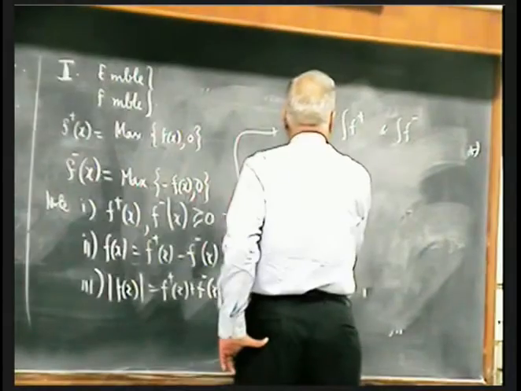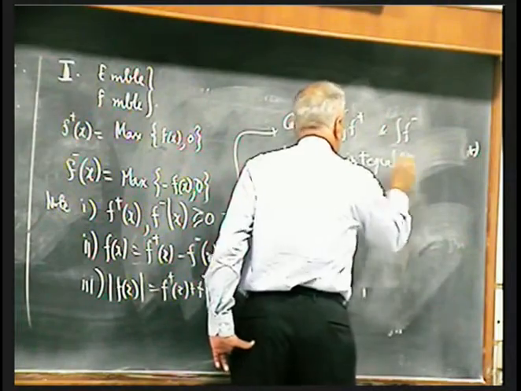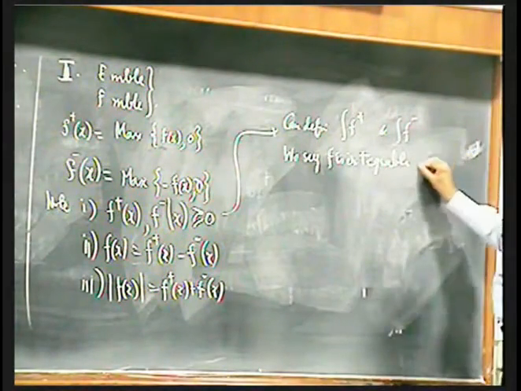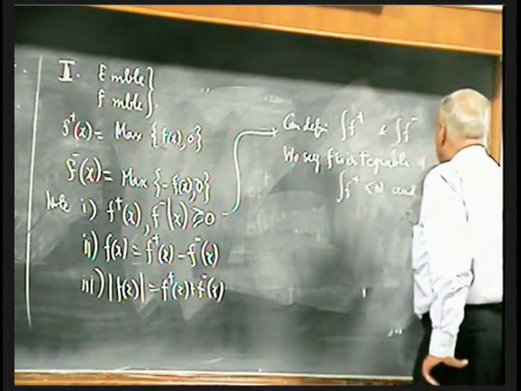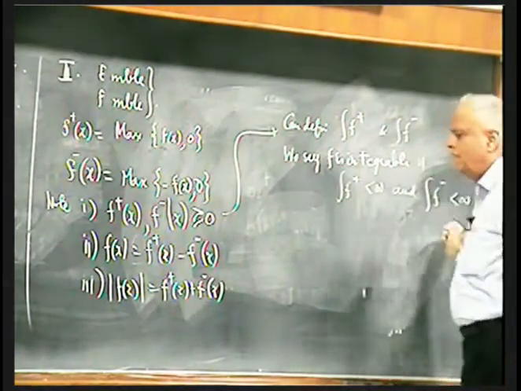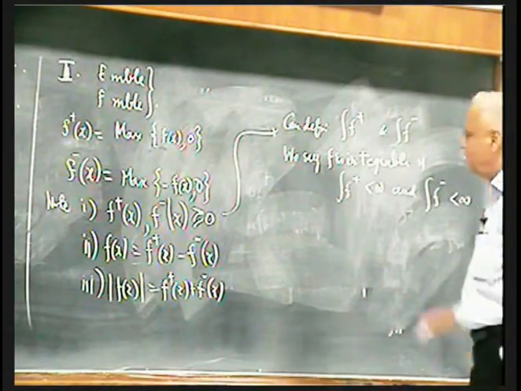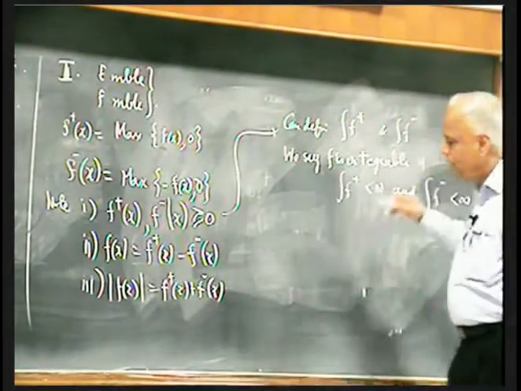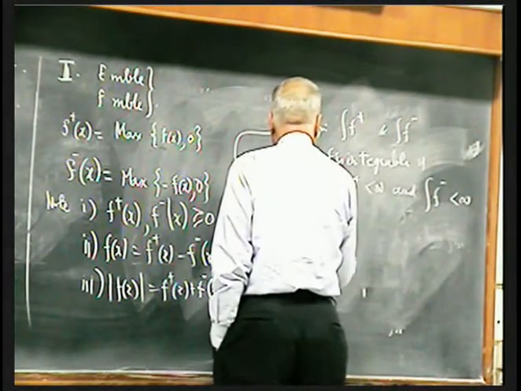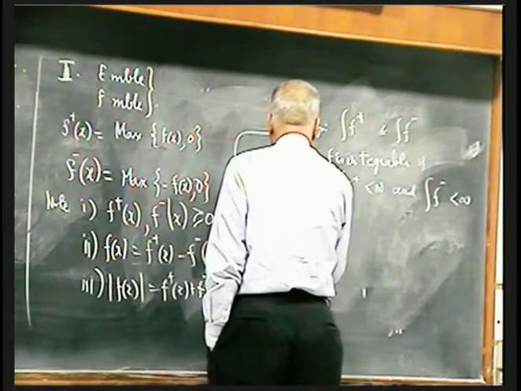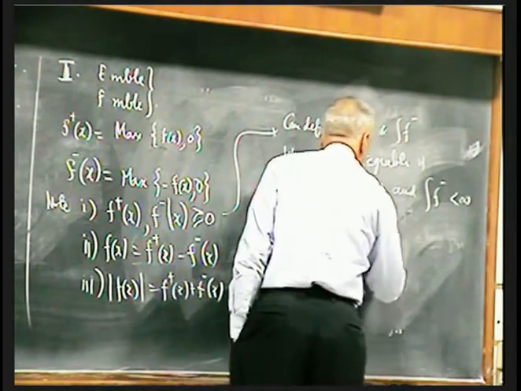We say f is integrable. Of course, we can do a little better than this, but this is the main thing. f is integrable if integral f plus is less than infinity and integral f minus is less than infinity. The integral can be defined if one of them is finite, but integrability requires both of them to be finite. Then we define integral f as integral f plus minus integral f minus.